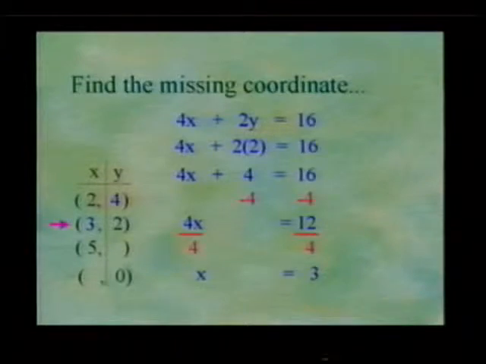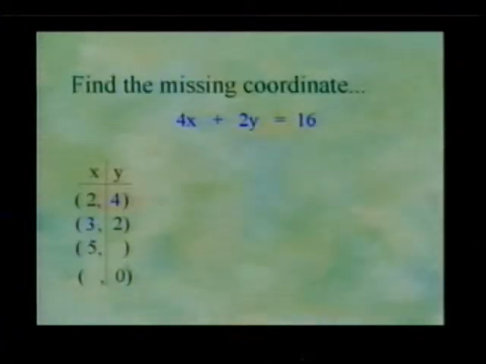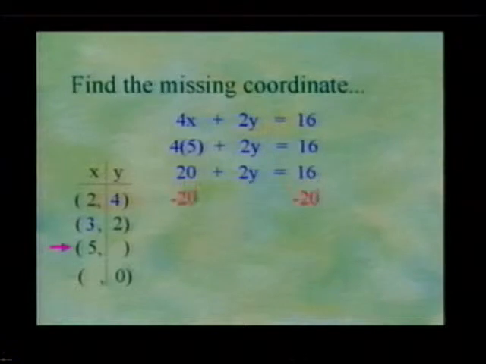Okay, it really matters where that 2 is, whether it's in the x position or the y position. Okay, let's try a couple more. When x is 5, well, let's see. Let's solve this baby. 4 times 5 is 20, and let's get that y by itself. Subtract 20 from both sides.